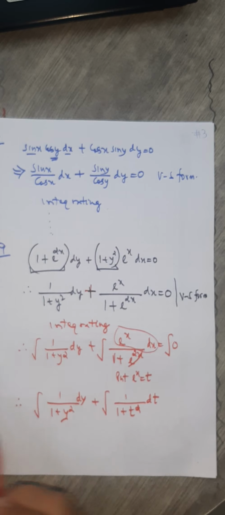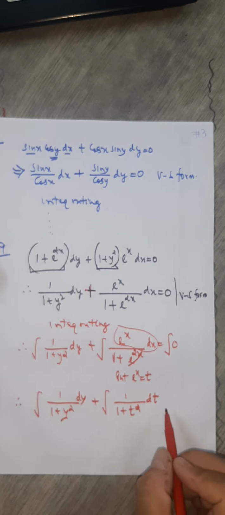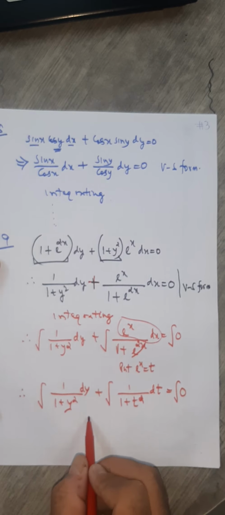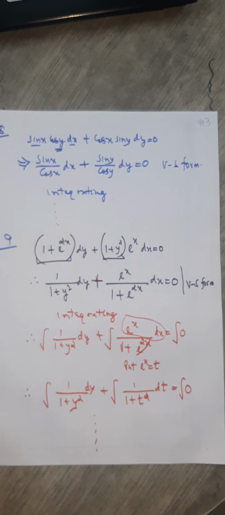Tan inverse y, tan inverse t, and what about the right hand side? There you have just a constant. So you can put c there if you want. You can just put c here after the integration. I'm sure now you can do this. So I'll not be doing it. This is a question of simple integration.